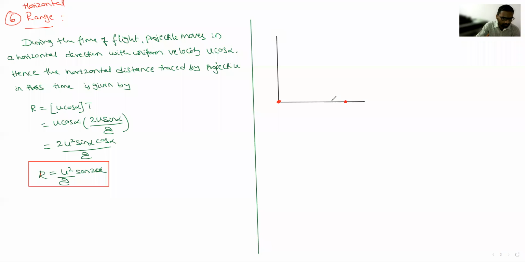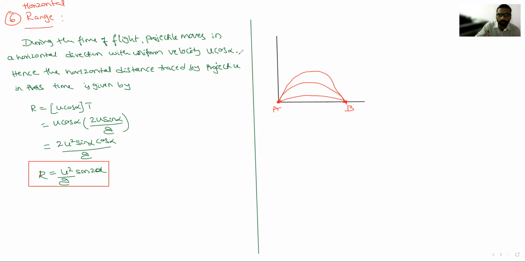Have you completed, all of you? Yes, sir. Okay. See, initially the object was at A. After the projectile, it has come to B. So this may be the projectile, or this may be the projectile. It means at what angle it can give the maximum range, you have to determine. It means the maximum angle for a required range. What is the value of alpha?